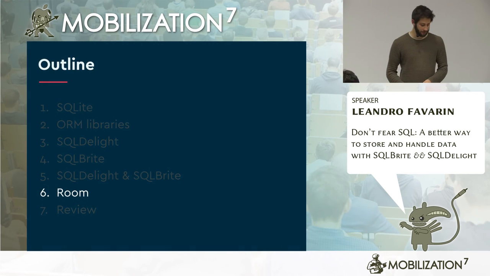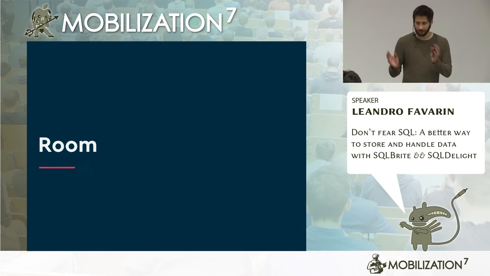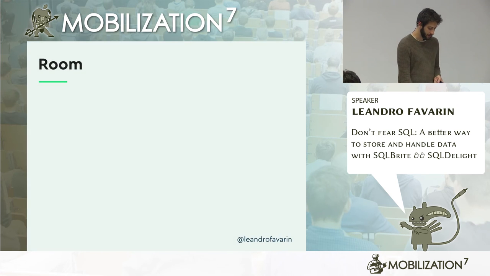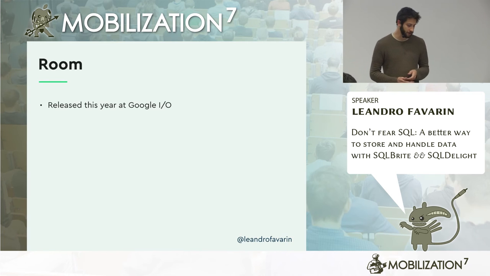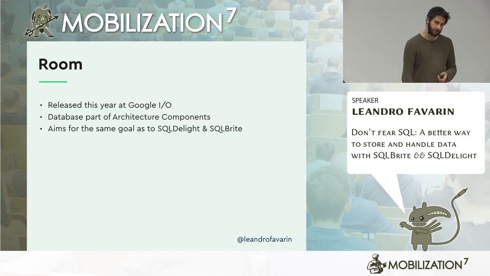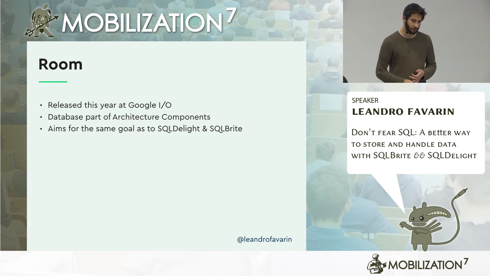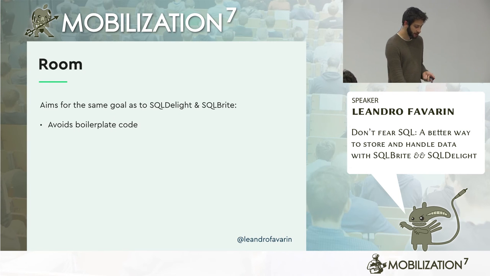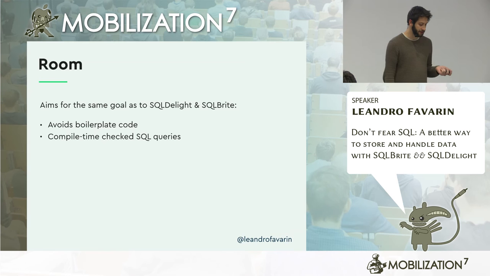Finally, I just want to talk a little bit about Room. This is not a Room talk, so I'm going to briefly mention it. If you have more questions, you can obviously come to me later. So Room was released this year at Google I/O. It's the database part of the architecture components. Their goal is the same goal as SQLBrite and SQLDelight, which is to avoid boilerplate code. It compile-time checks SQL queries, and allows asynchronous queries to run.